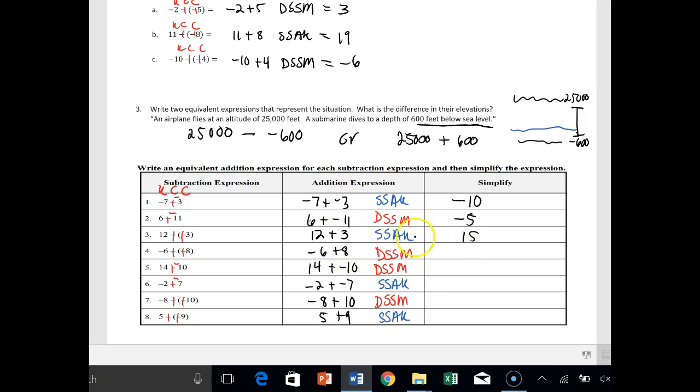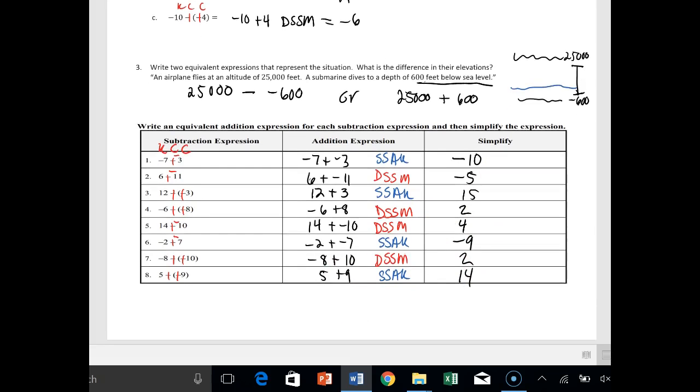DSSM, subtract. 8 minus 6 is 2. We have more positives, so that's positive 2. 14 plus negative 10. DSSM, subtract. We have more positives, so 14 minus 10 is positive 4. SSAK, add them up, keep the sign. 2 plus 7 is 9. Negative 9. DSSM, 10 minus 8 is 2. We have more positives, so that's positive 2. And then SSAK, add them up. Right? That is the end of part 1.